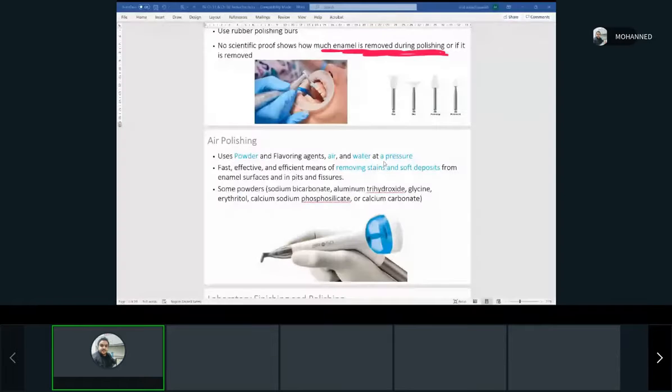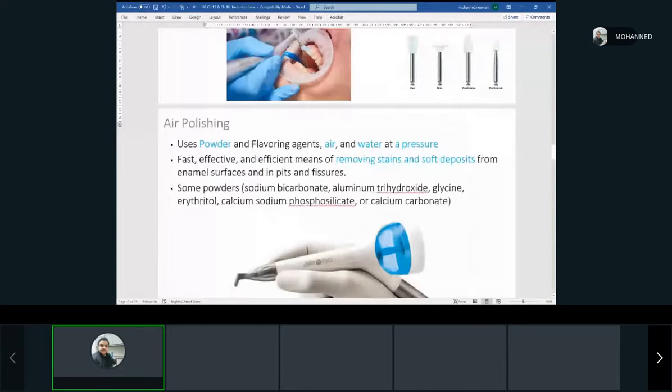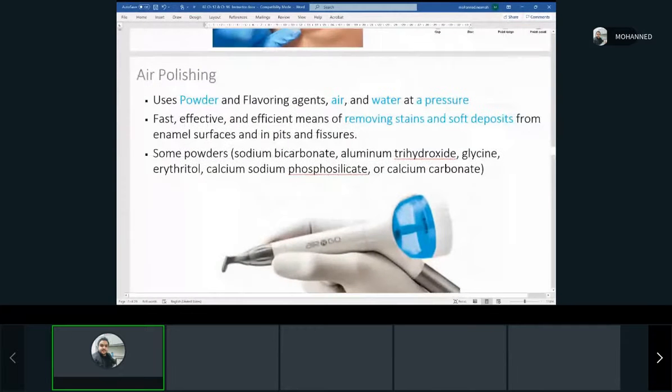Okay. We're going back to the slides. So full screen. And this is the air polishing we're talking about. So it uses powder, flavoring agents, definitely air and water at a lot of pressure. So it's fast and effective.